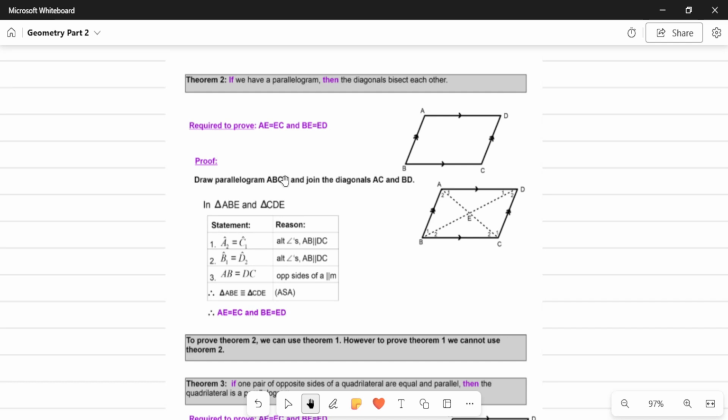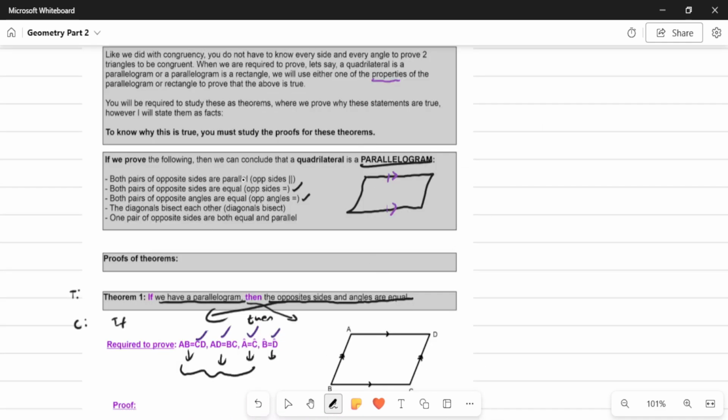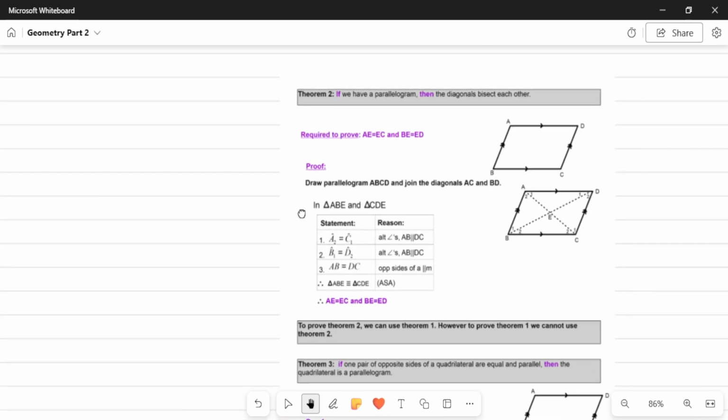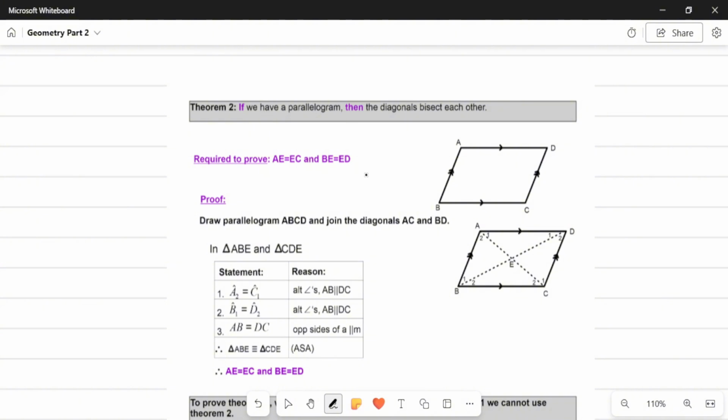Alright, so let's look at the second theorem. If we have a parallelogram, then the diagonals bisect each other. Alright, so if we go back to this list of theorems, this theorem 2 will enable us to reason why this is true. Why is it that if you have the diagonals bisecting each other of a quadrilateral, then it becomes a parallelogram, right? And like I've stated before, this is the theorem.